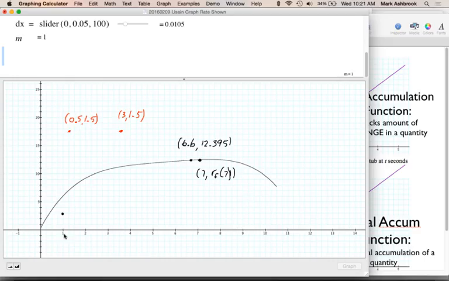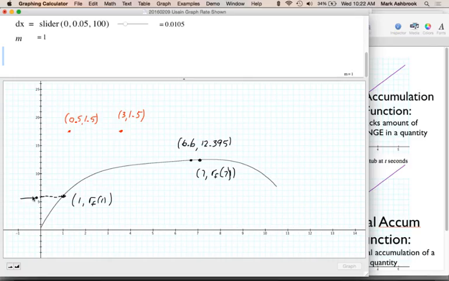Back here at 1 second. This point is 1 comma R sub f of 1. And that's a lower rate than these other two. Right? And how do we know what that is? It's whatever this y value is.